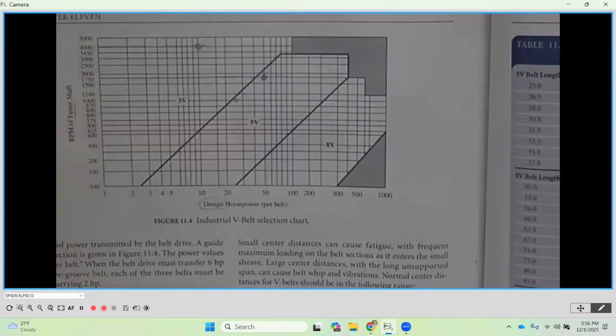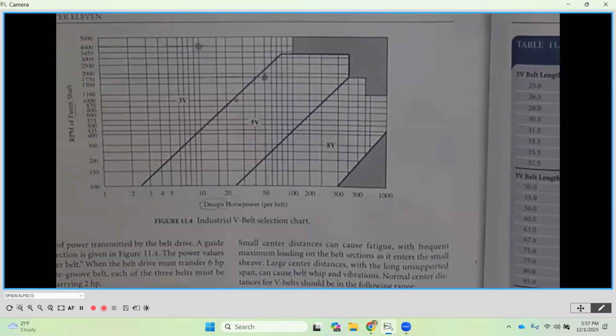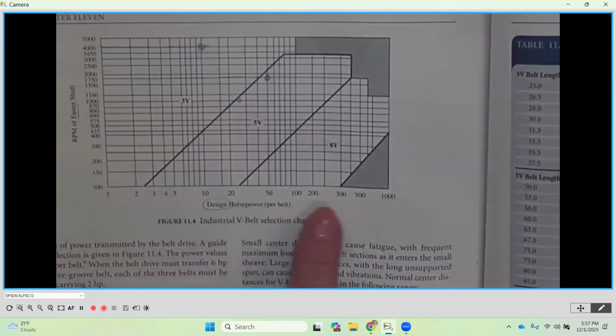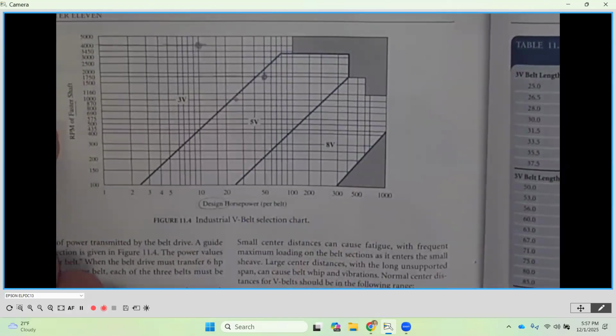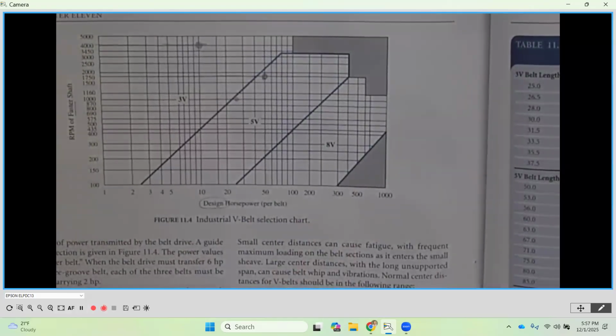And that'll usually be given in the description of the problem that you're going to be looking at. If you're out in industry, you'll know. You'll look at the rating on, for instance, a gas engine as an input or an electric motor that you're going to be using as an input, and you'll know how much horsepower you're dealing with, okay? So you'll pick your horsepower along that horizontal axis.